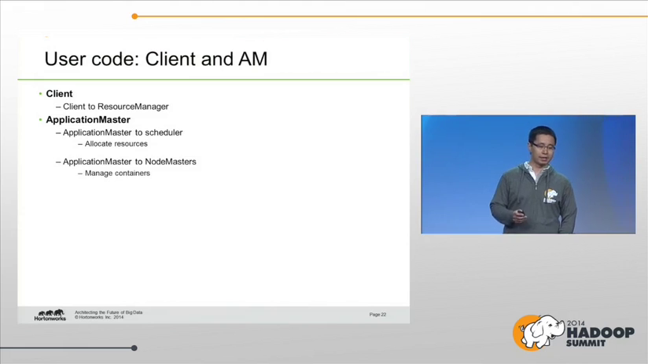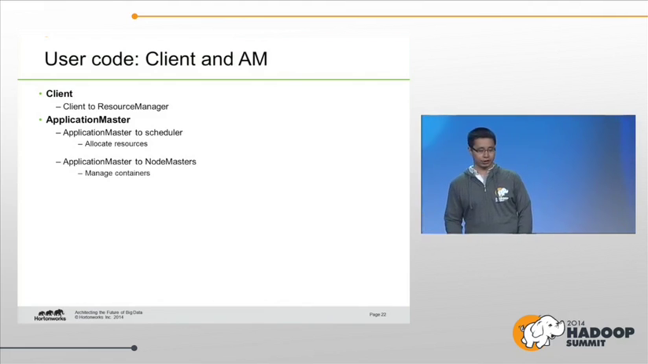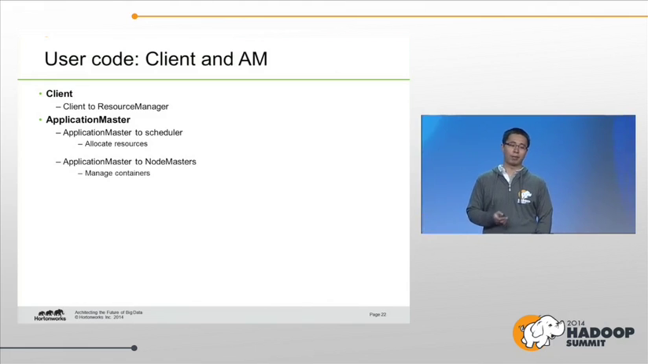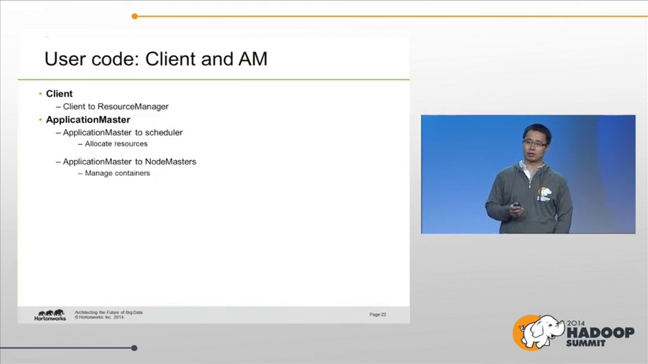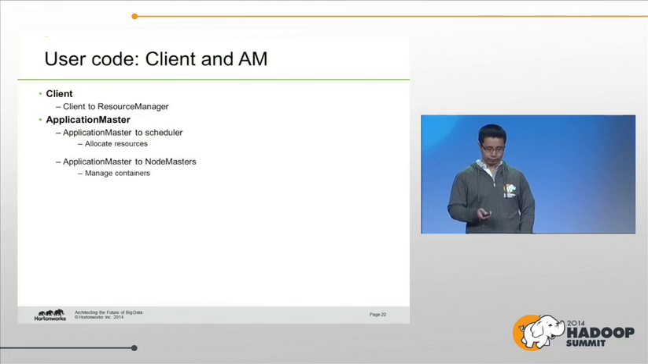The other piece is relatively bigger. It's an application master. In the application master, of course, you need to manage your specific business logic. But in addition to that, your application master is supposed to contact the resource manager scheduler to get the resources you want. And you also need to contact the node manager to start your work there.